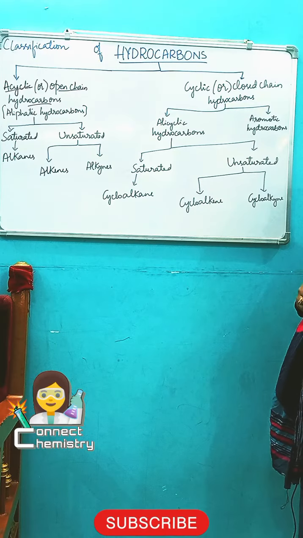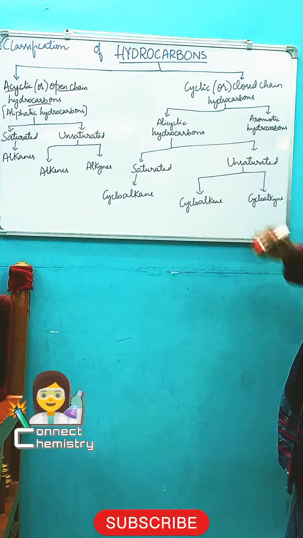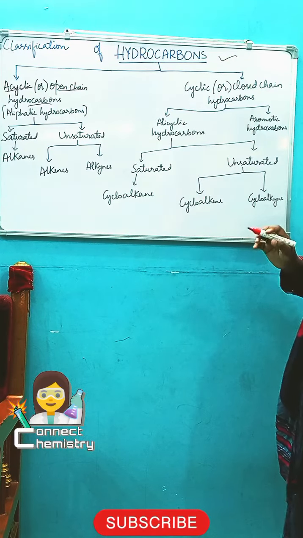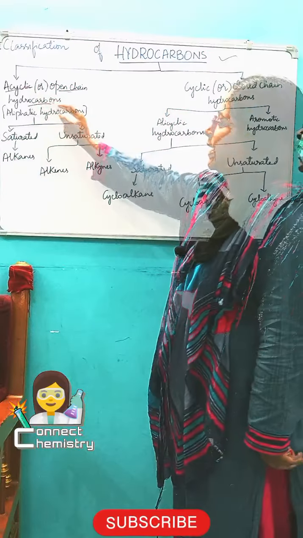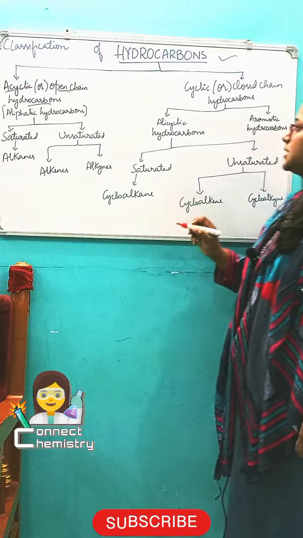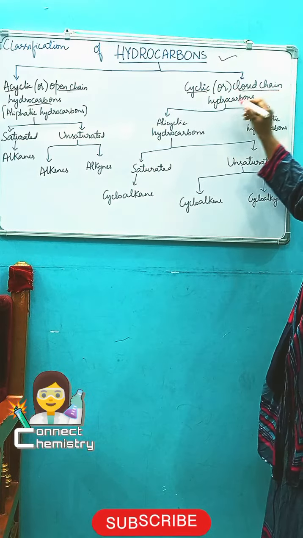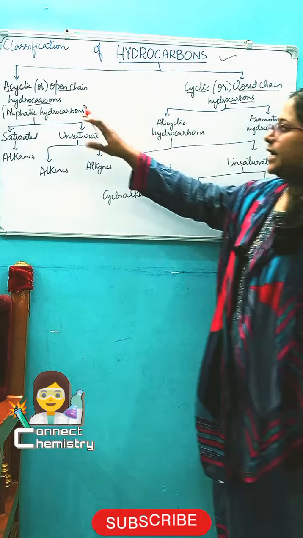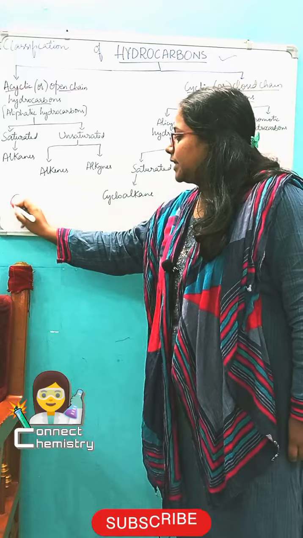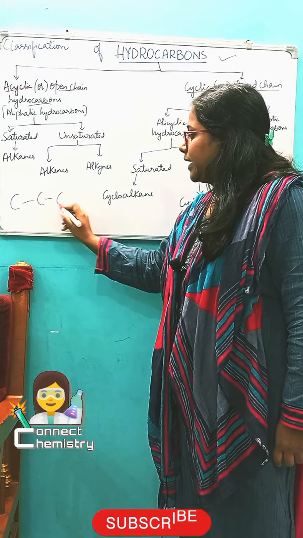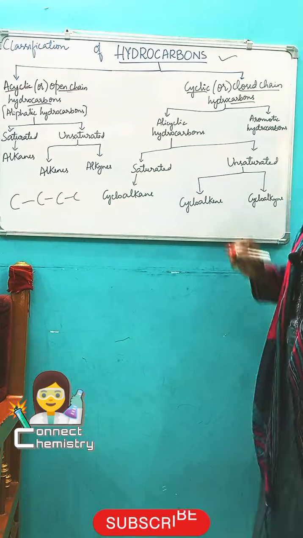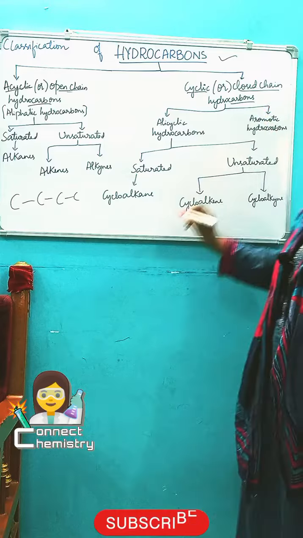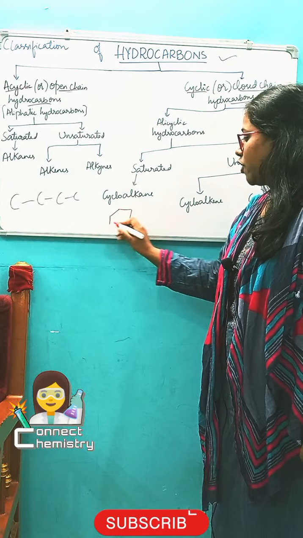Hi everyone. In this session, we will be learning the classification of hydrocarbons. Hydrocarbons are divided into two types: acyclic or open chain hydrocarbons and cyclic or closed chain hydrocarbons. Acyclic or open chain hydrocarbons are the hydrocarbons which are open-ended, open chain, and the cyclic or closed chain hydrocarbons are the closed forms.